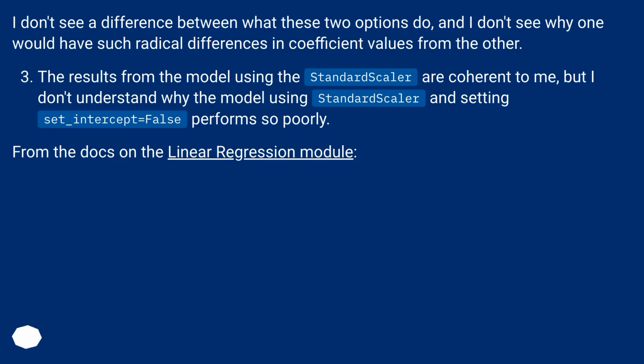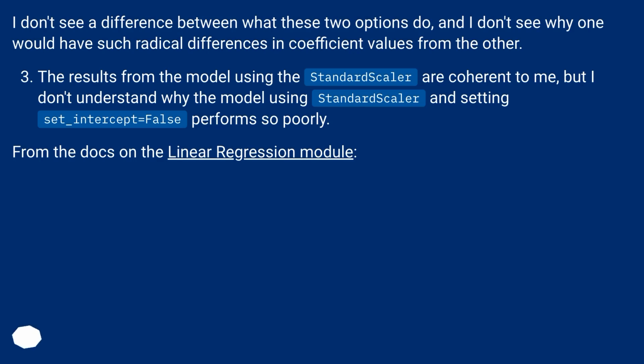I don't see a difference between what these 2 options do, and I don't see why one would have such radical differences in coefficient values from the other. The results from the model using the StandardScaler are coherent to me, but I don't understand why the model using StandardScaler and setting fit_intercept equals false performs so poorly.